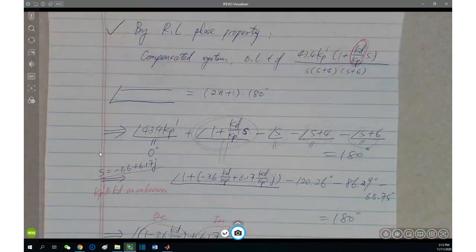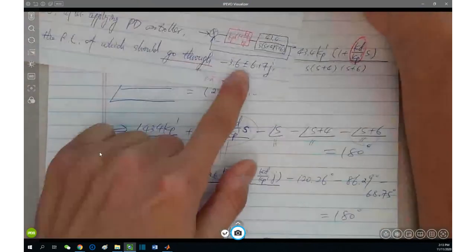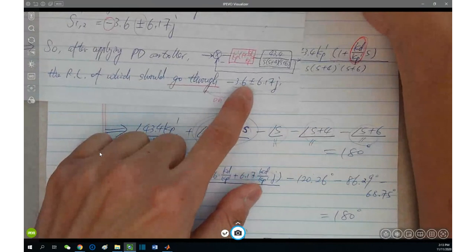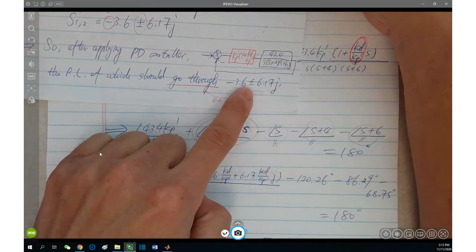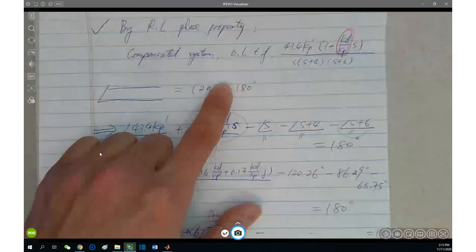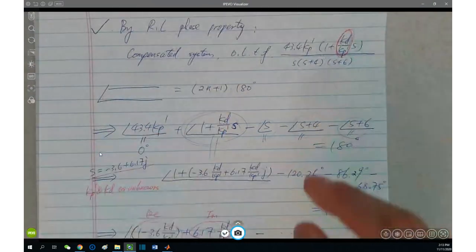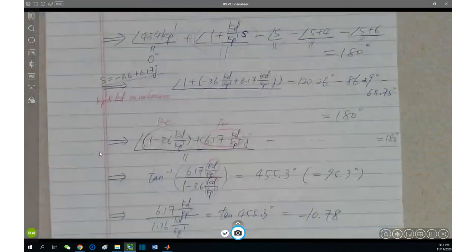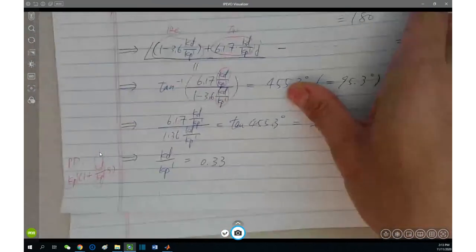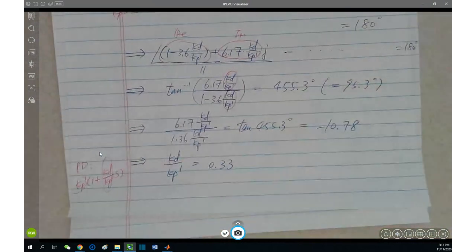So obviously, in the problem, I'm going to tell you the desired pole location, pretty much the S value. I'm asking your system to go through this given point, and therefore you design a KD over KP prime. Of course, in the exam, I might use KP, but you know what I mean, right? If you have both PI and PD, you need to differentiate them by KP and KP prime. But if you're only dealing with one of them, you can feel free to use KP without prime.